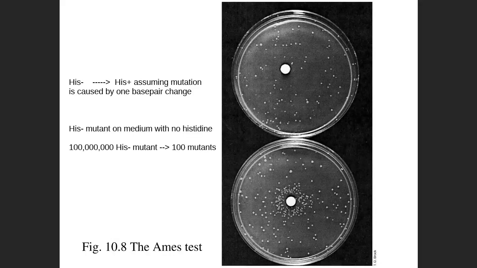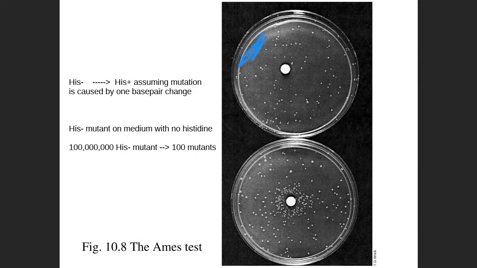Okay, so this is what he did. He put 100,000 bacteria on this plate. He just spread it out evenly, and then he put chemical on this plate, one chemical here and chemical two. So these individual colonies are his plus mutant in this case, going from his minus to his plus, right? And so each colony represents a mutant.